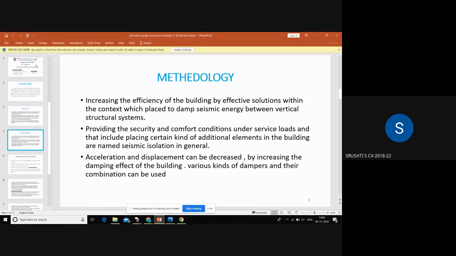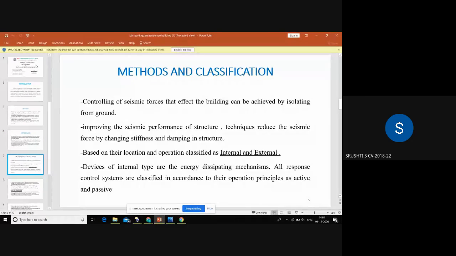Increasing the efficiency of the building within the context can be feasible by damping the seismic energy between the vertical structural system. It includes placing certain kinds of additional elements in the building, ensuring that the building will function well under the service load. Acceleration and displacement can be decreased by increasing the damping effect of the building, so various kinds of dampers and combinations can be used to do that. Methods and classification: improving the seismic performance of the structure by the technique to reduce the seismic force by changing the stiffness, and the damping structure can be brought by dampers. So here dampers are playing a very important role. We will know in depth about them.